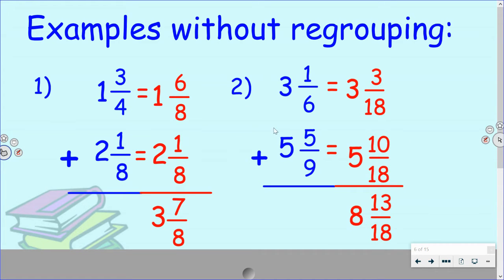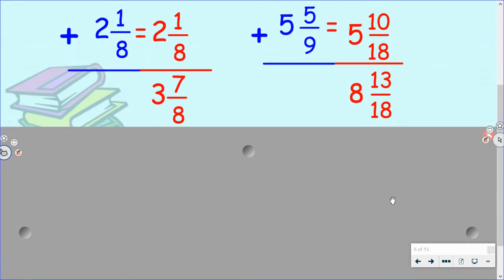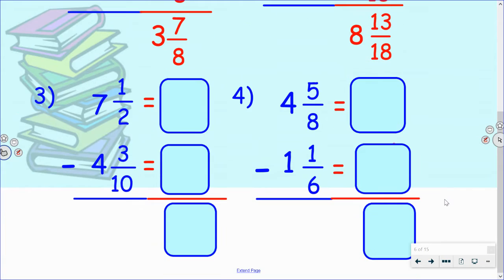Look at how those problems are similar. Look at how they're different. In terms of differences, of course, they have different numbers. They have different wholes. They have different parts, right? But in similarities, they need a common denominator. And in the end, these did not have regrouping. Okay. Let's do a few more just like that.